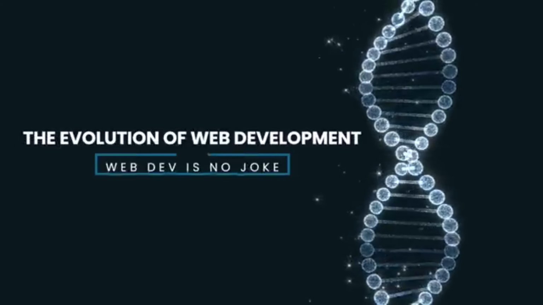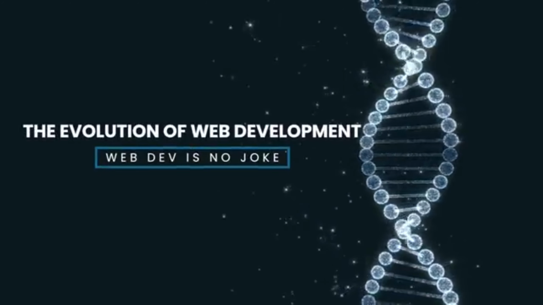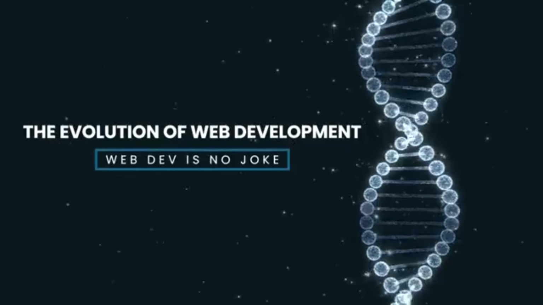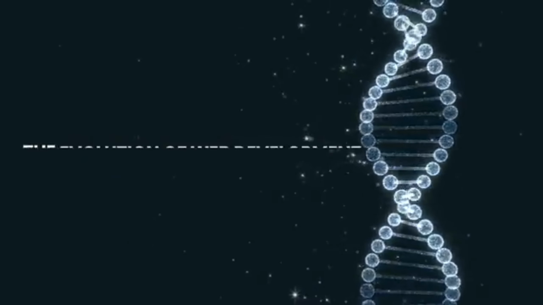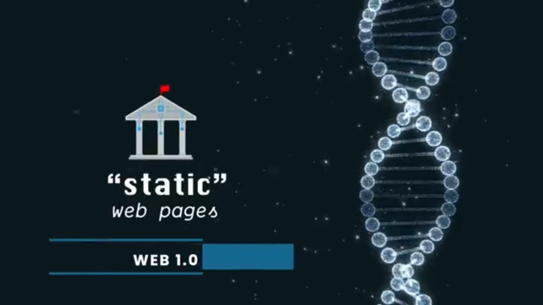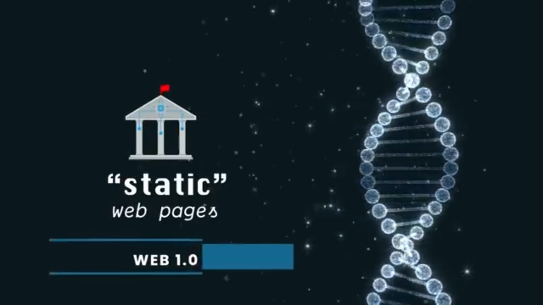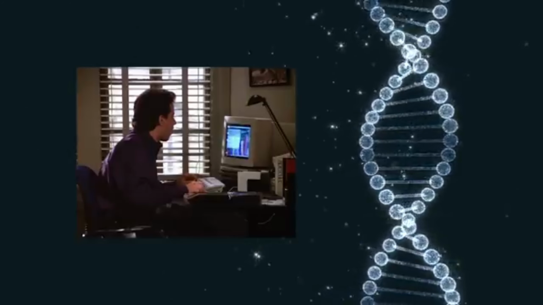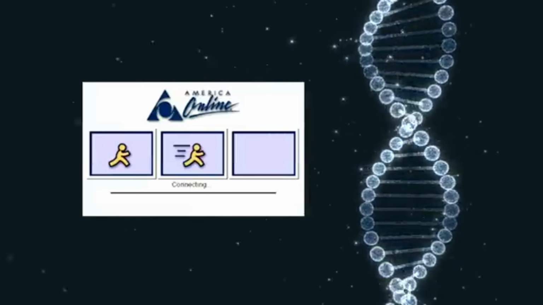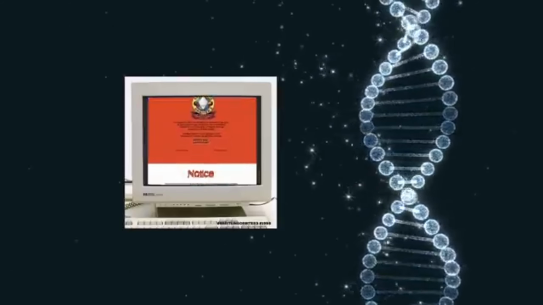But before any of that, let's look at how web development has evolved over the past 20 or so years. We started with Web 1.0, the era of static web pages that essentially just displayed information. We had the dot-com bubble, Seinfeld, AOL, and a lot of web pages that looked like this. In other words, they were very useful.